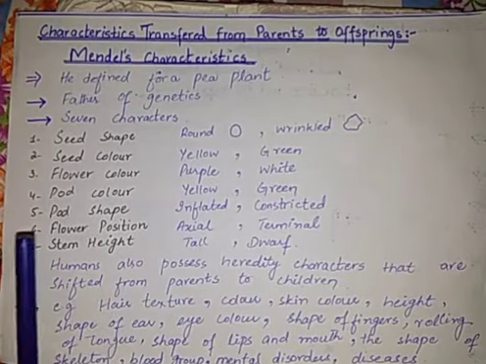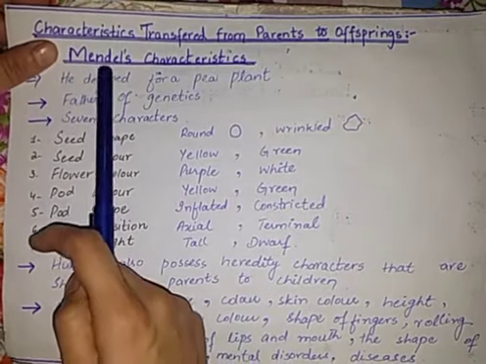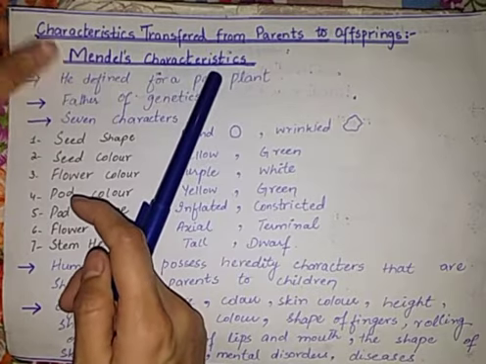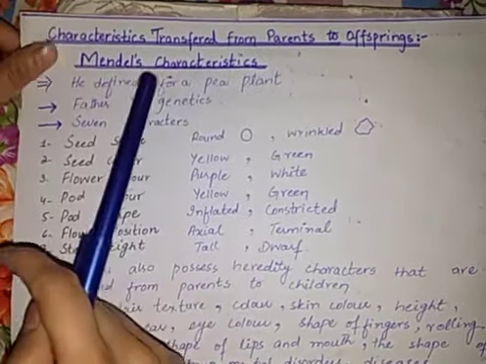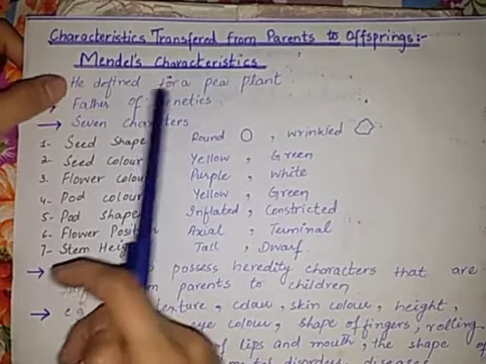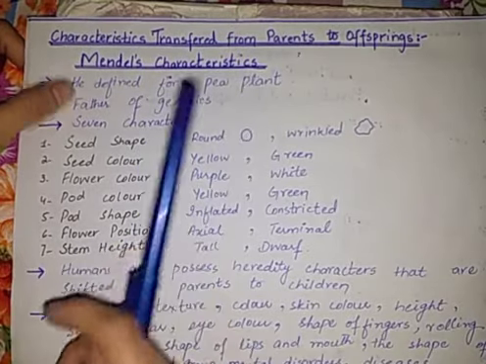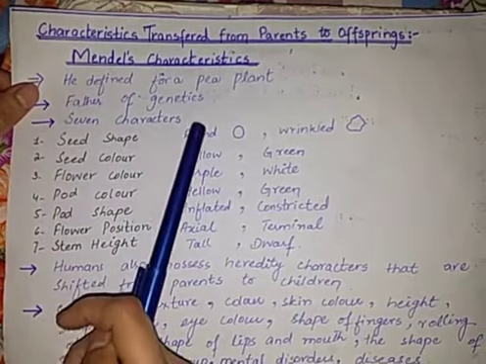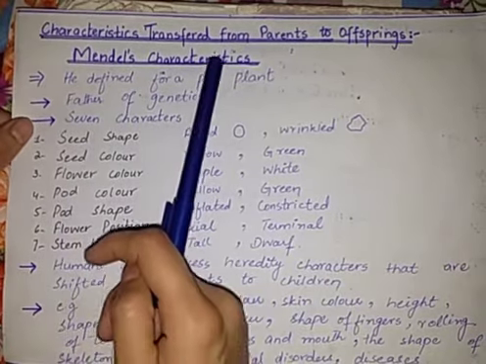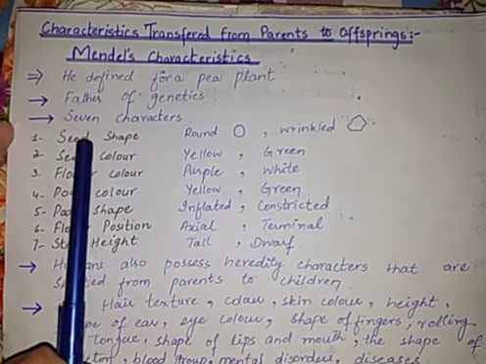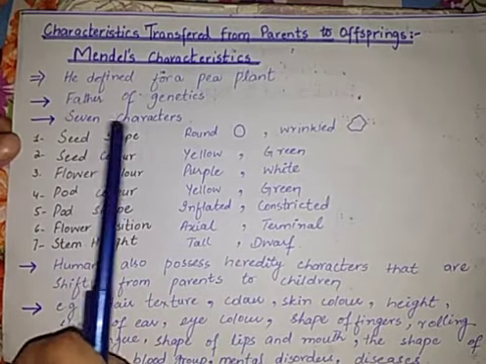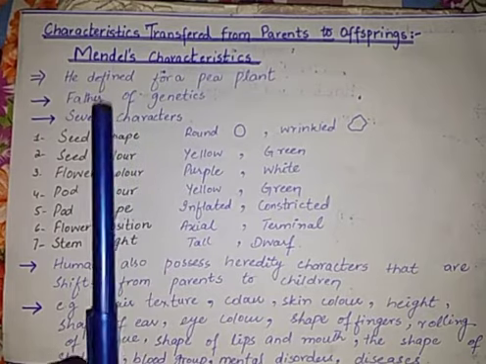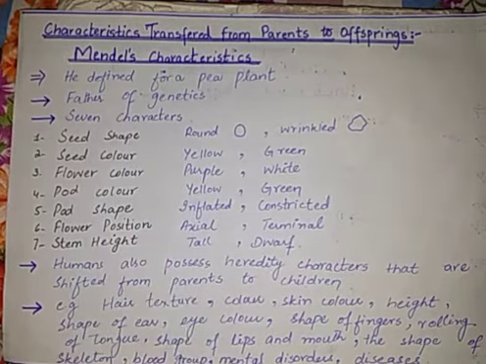So students, let's have a look at Mendel's characteristics. Mendel defined these for a pea plant, and because of this work he is known as the father of genetics. Students, he worked on a pea plant and he explained that 7 characters of the pea will be transferred from one generation to another generation.